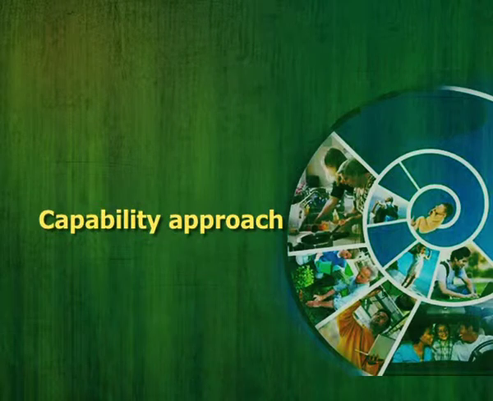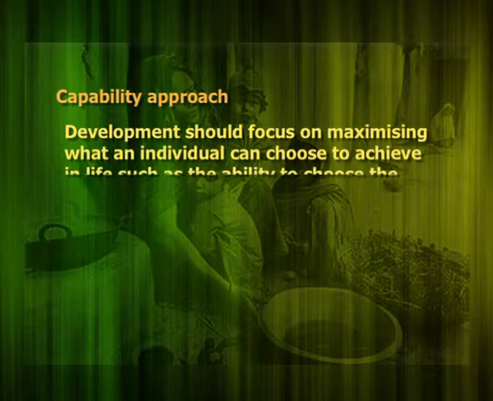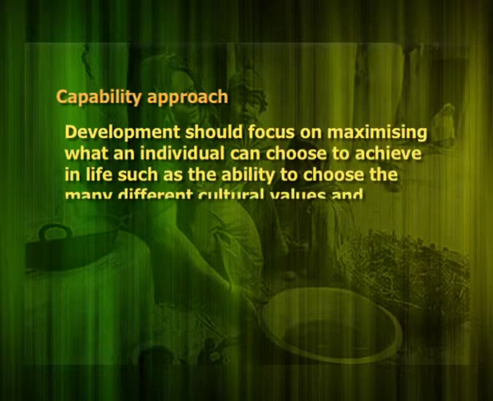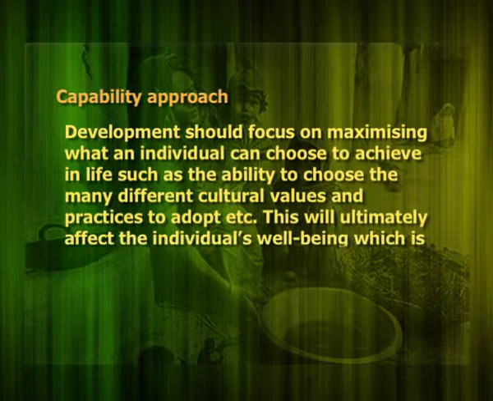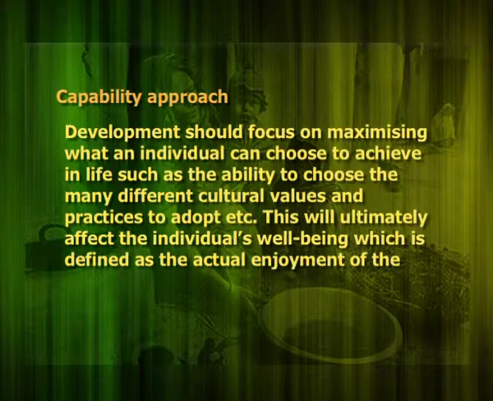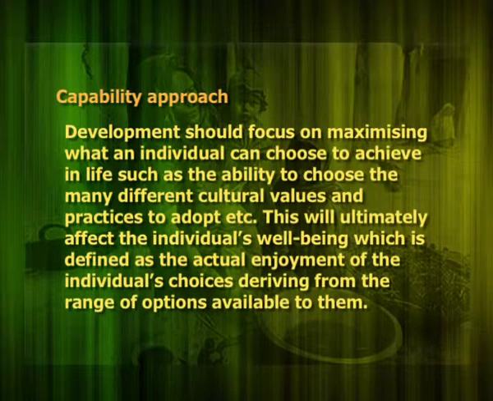It is time to understand the capability approach. According to Sen's capabilities approach, development should focus on maximizing what an individual can choose to achieve in life, such as the ability to choose among the many different cultural values and practices to adopt. This will ultimately affect the individual's well-being, which is defined as the actual enjoyment of the individual's choices deriving from the range of all the options available to them. Therefore, unlike utilitarianism and libertarianism, the capability and well-being approach is holistic in the sense that it looks at the range of options available for the individual to choose from and the freedom to exercise that choice.